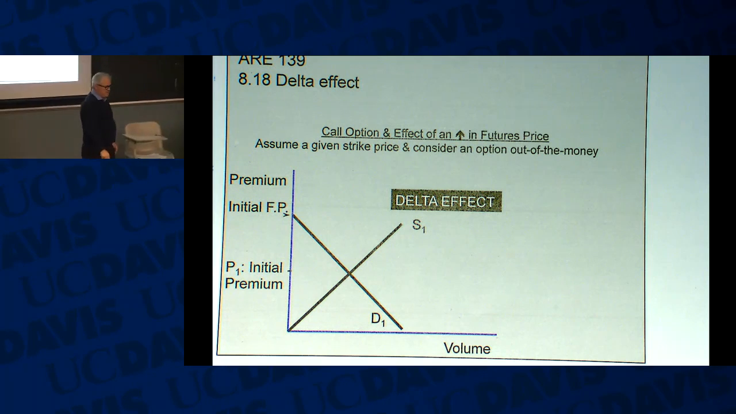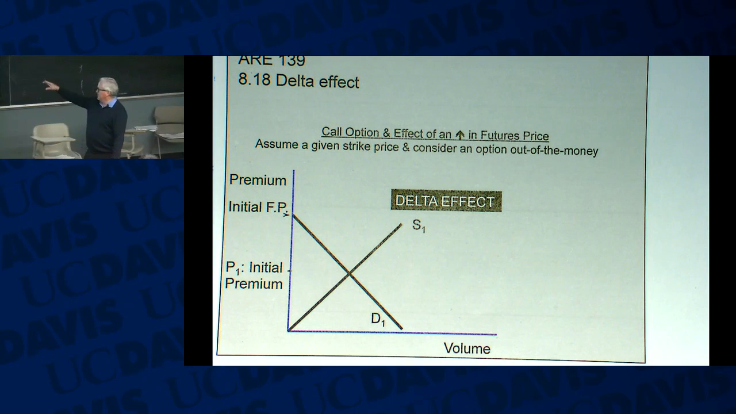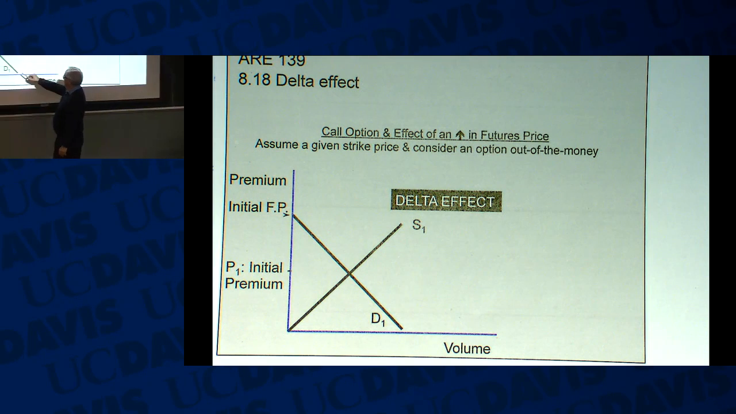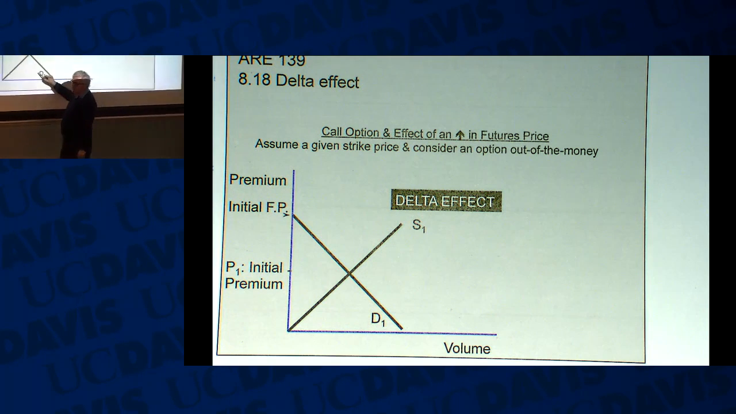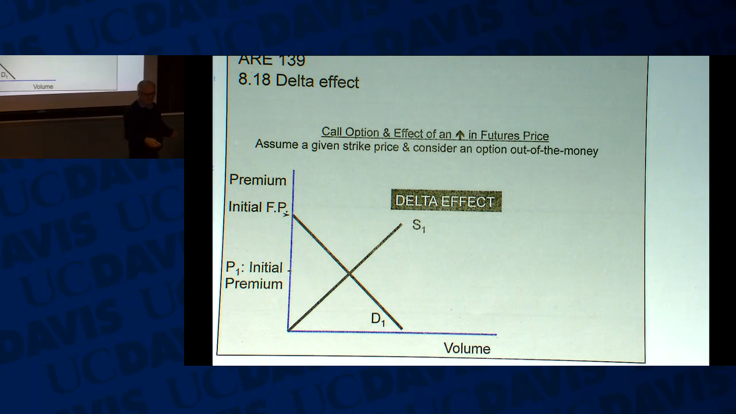It's amazing what you can do with supply and demand diagrams. Here we have a supply and demand diagram, and the price is the premium. It's a premium on an option. This is an example of a call option, and this represents the willingness to purchase options, and this represents the willingness to sell options. That's a market, you know that.